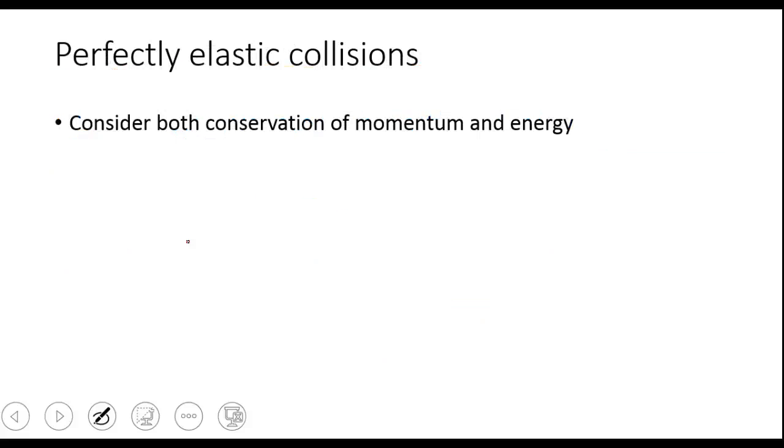All right. The last thing we're going to talk about in Chapter 10 is perfectly elastic collisions. In Chapter 9, we talked about perfectly inelastic collisions. And in Chapter 10, perfectly elastic collisions are those in which things bounce perfectly, and they don't stick together.